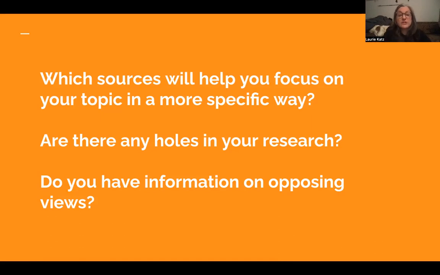And do you have information on opposing views? Have you sort of set that aside for now? And if you have, now would be a good time to find out what are other viewpoints about free speech, or the topic that you're going into, or about prisons. I know some of you, or about the death penalty. What are the opposing views?